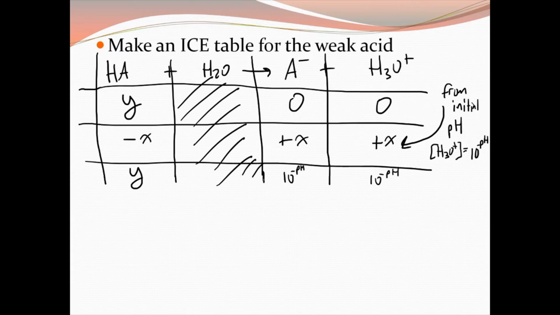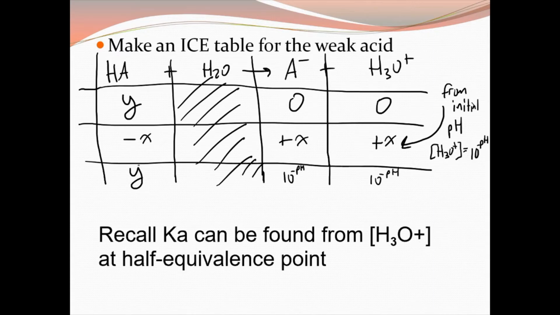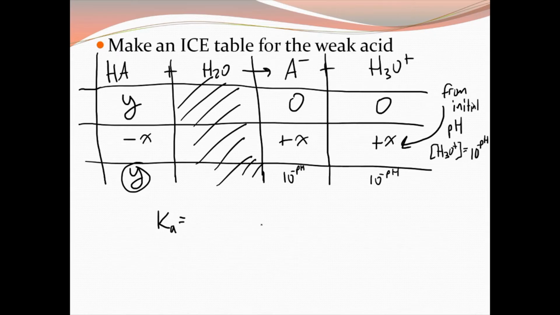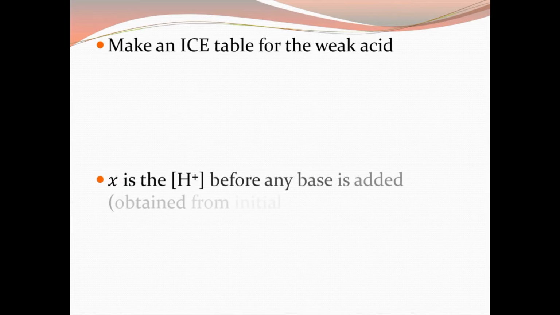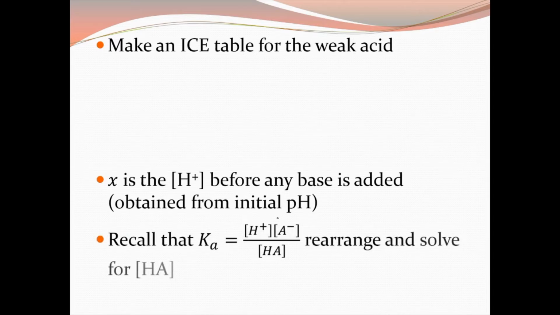Then, if we know the Ka for that particular weak acid, that'll allow us to calculate this, because we know that Ka is equal to the concentration of A minus times the concentration of hydronium divided by the original concentration of our substance. A reminder again that the x in that RICE table was the concentration obtained from the initial pH, and we can then set up the Ka equation, rearrange it, and solve for the concentration of our weak acid.